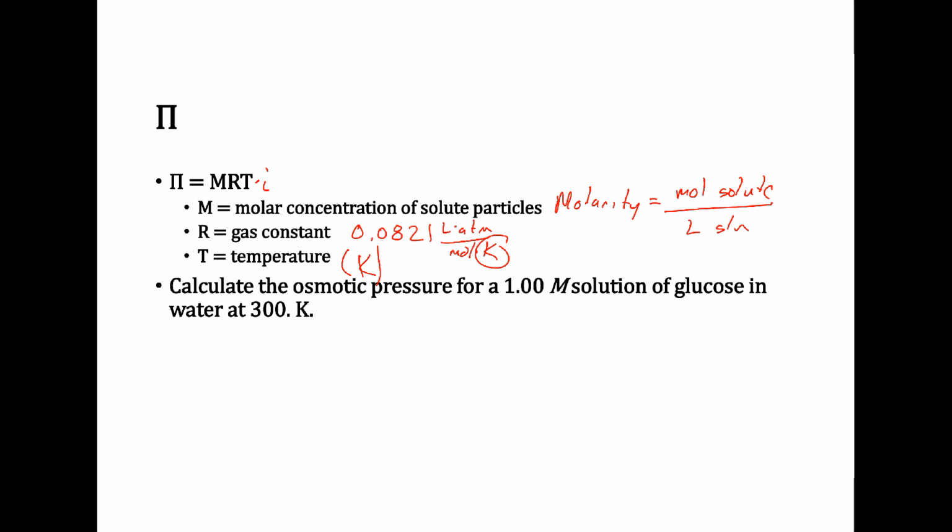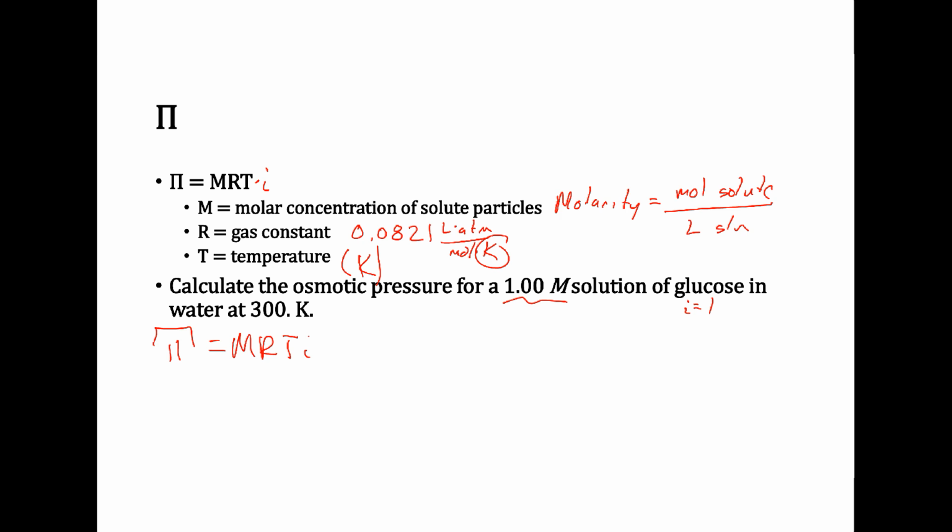So here's a quick problem. Calculate the osmotic pressure for a 1 molar solution of glucose in water at 300 K. Okay, so here, glucose is a covalent molecule, so we know that the Van Hoff factor is 1. So we're going to use this equation. Sometimes people call it pi mart. Should be pi marty, but the osmotic pressure is equal to molarity times R times T times i.